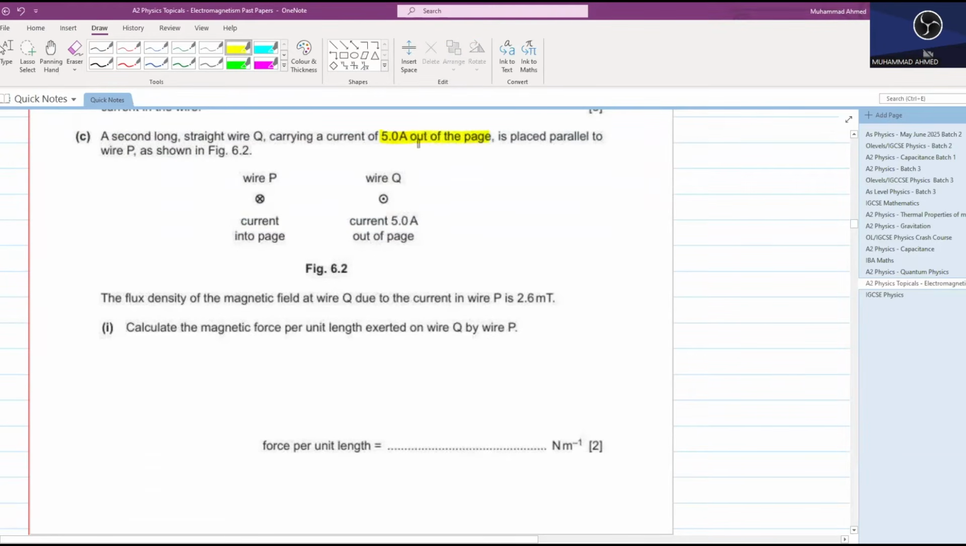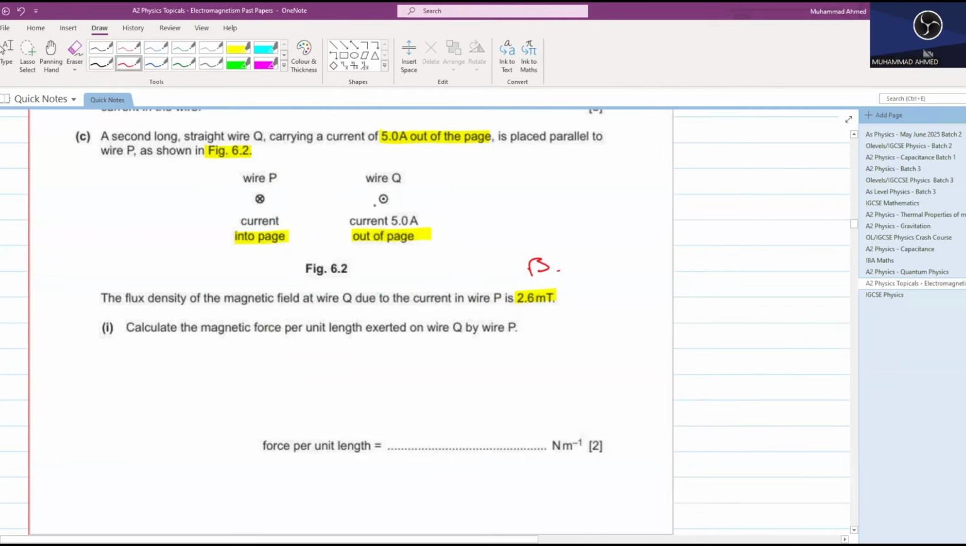Okay, this wire carrying current out of the page is placed parallel to wire B as shown in figure 6.2. So right off the bat, what I can think is, this is going into the page, this is going out of the page. Both will repel each other. The flux density of the magnetic field at Q due to the current in wire P is this. Okay, we have B as well. Determine the force per unit length exerted on wire Q by wire P.